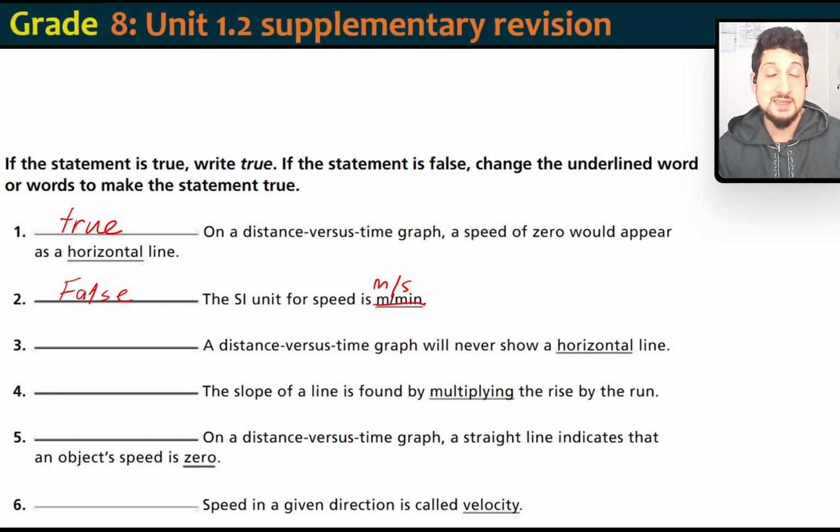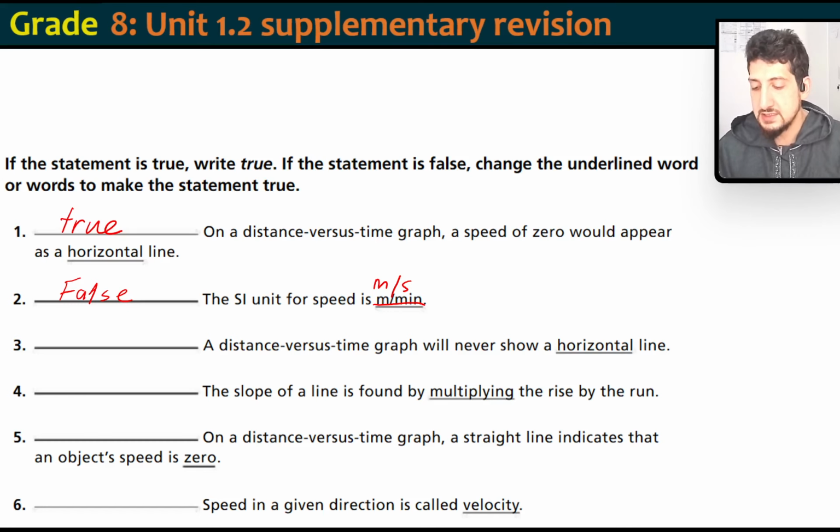Kilometers per hour is a unit of speed. Miles per day is a unit of speed. Any of those are units of speed. Why? Because it's simply an amount of distance over an amount of time. So as long as you say, I've covered 100 kilometers in one day, that is technically a unit of speed. But the standard international one is meters per second.